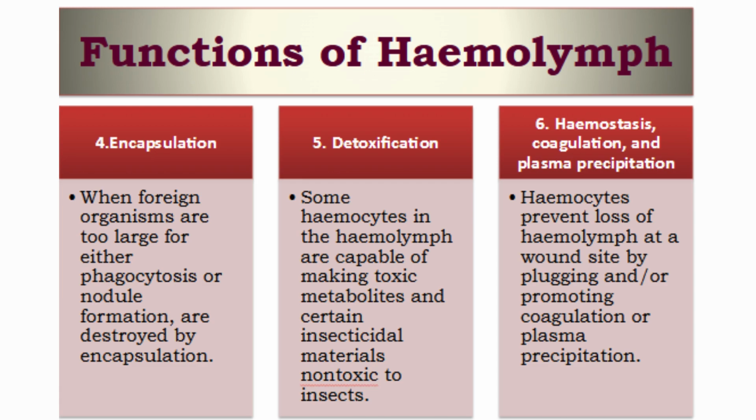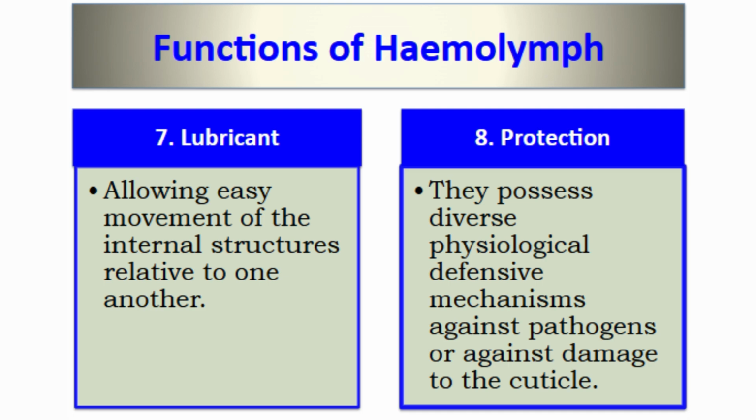Detoxification. Some hemocytes in the hemolymph are capable of making toxic metabolites and certain insecticidal materials non-toxic to insects. Hemostasis, coagulation, and plasma precipitation. Hemocytes prevent loss of hemolymph at a wound site by plugging and or promoting coagulation or plasma precipitation. Hemolymph serves as a lubricant, allowing easy movement of the internal structures relative to one another.